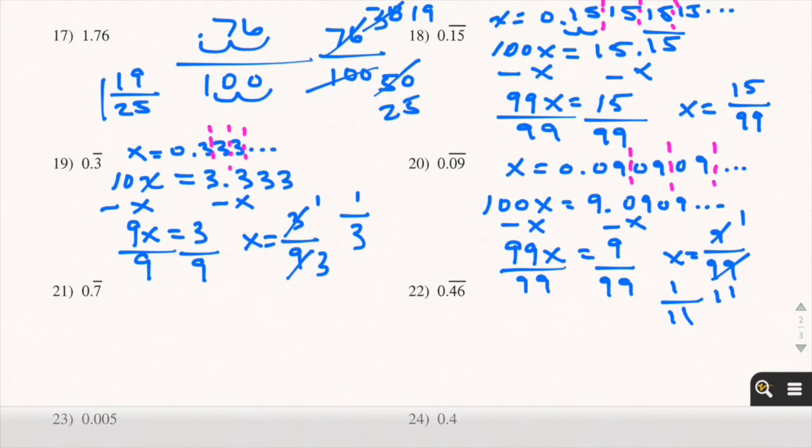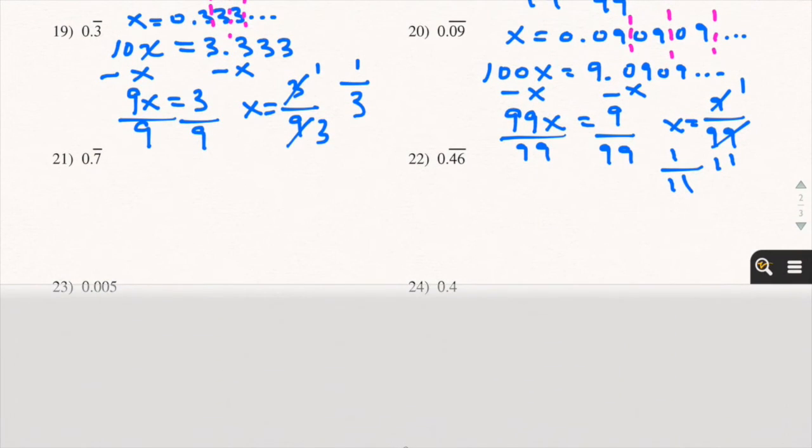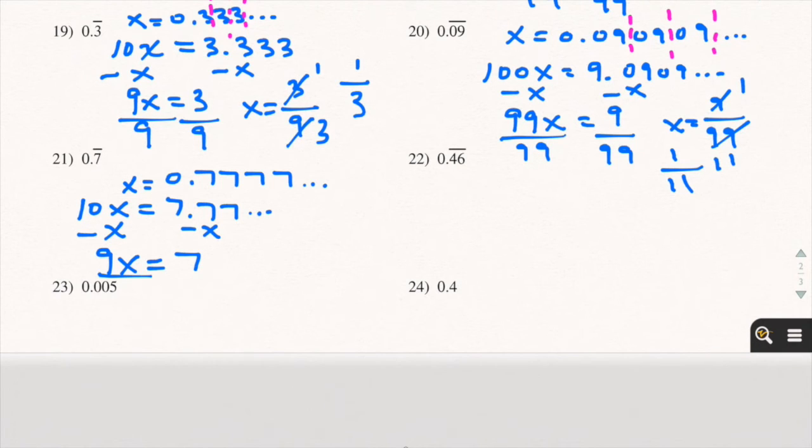Okay, number 21, 0.7 repeated. Same thing as number 19, where we only have one value repeating. So we get x equals 0.7 repeated forever. Let 10x equal 7.77 repeated. Subtract x from both sides. We get 9x equals 7. And then divide both sides by 9. We end up getting 7/9.